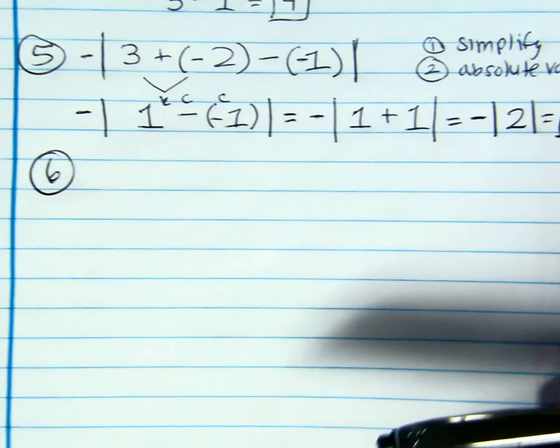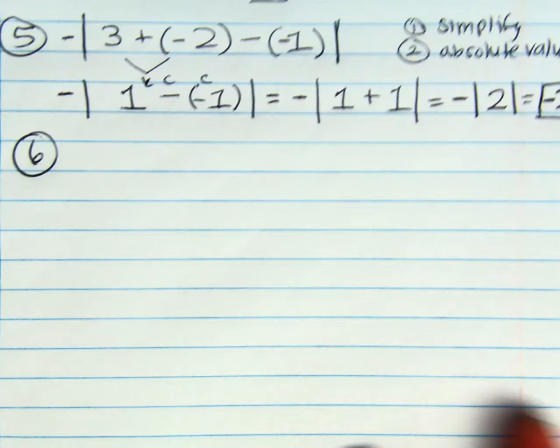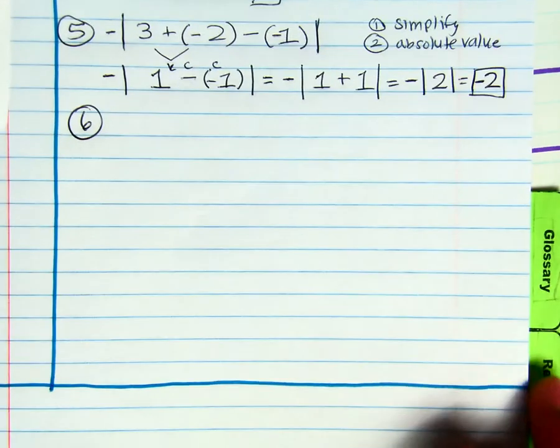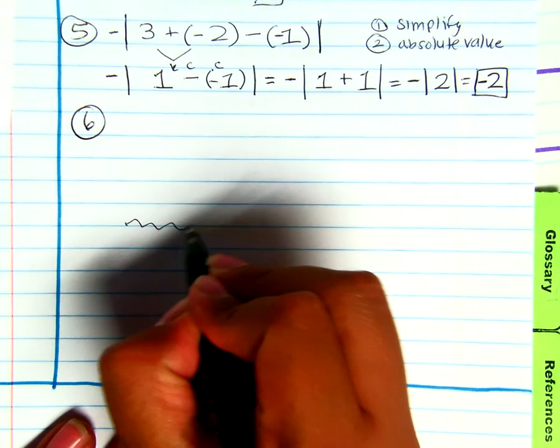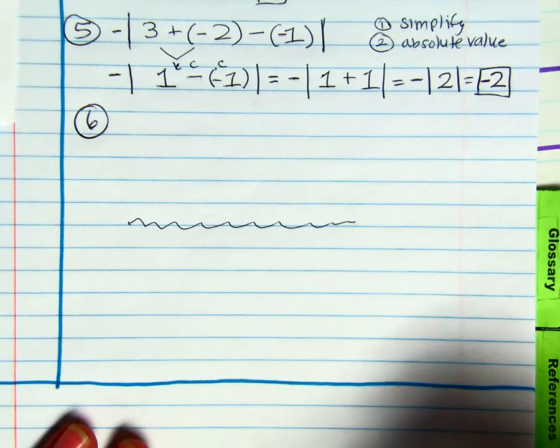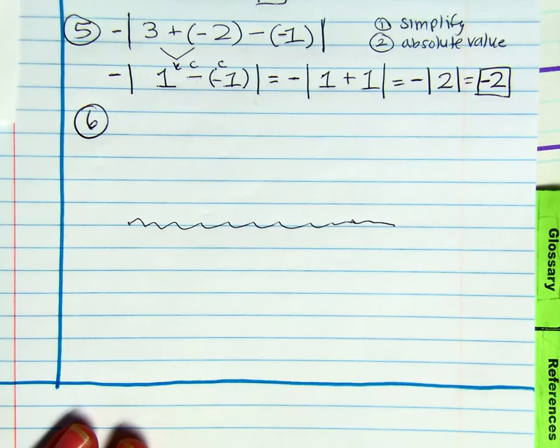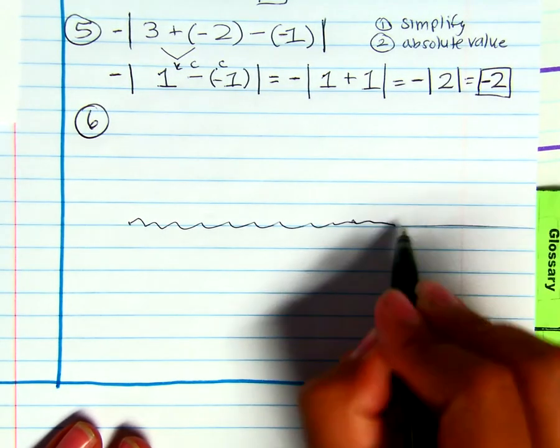Okay, so let's look at number 6. We're going to draw a picture. You guys ready for the picture? Okay, so my squiggly line here is water. So squiggly line is water. And then we'll have land.